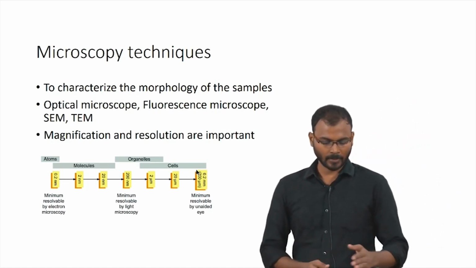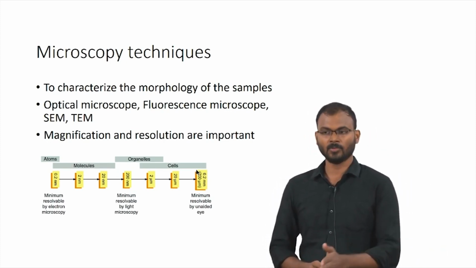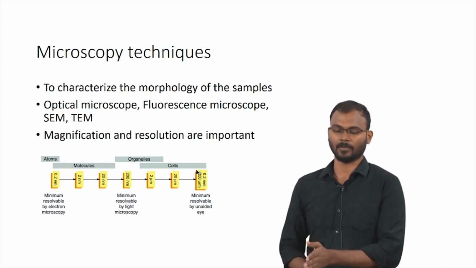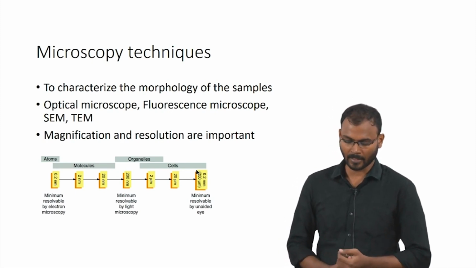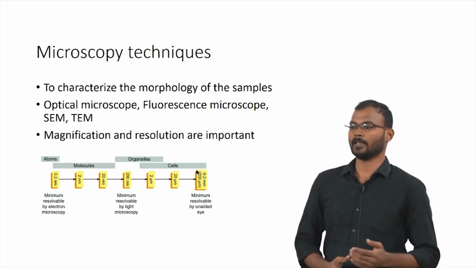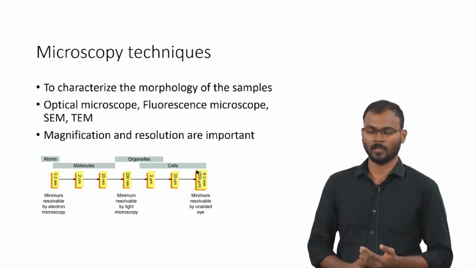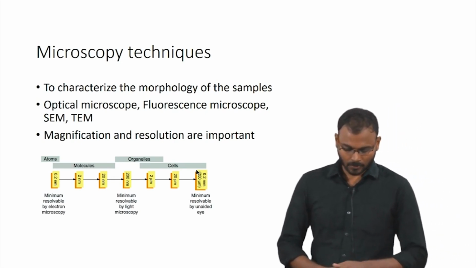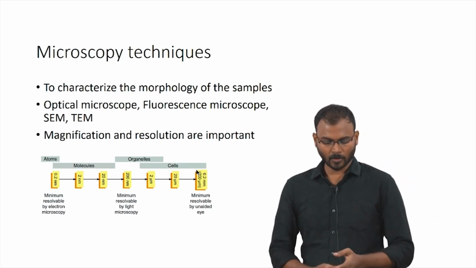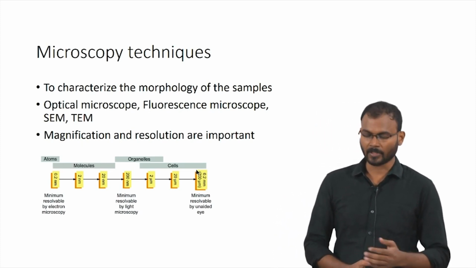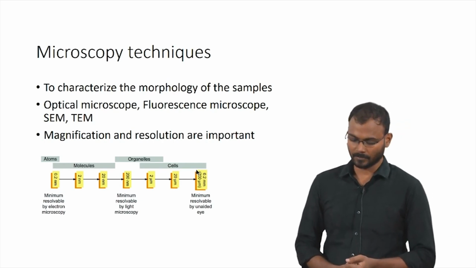It can go from atoms to cells and normal materials. The size ranges from millimeter to nanometer, and some recent microscopic techniques go up to angstrom levels also. For light microscopy you can see up to 200 nanometers, and with electron microscopy you can go up to nanometer size.